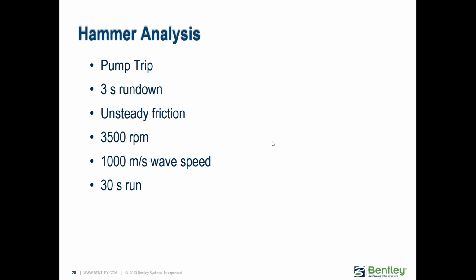So, Hammer analysis here. This is a little example that we'll see some screenshots of. This is a pump trip, emergency pump shutdown. Takes 3 seconds to run down. It's using the unsteady friction method, the transient friction method. Pumps running at 3,500 RPM. Pipe wave speeds are about 1,000 meters per second, and a duration of 30 seconds.